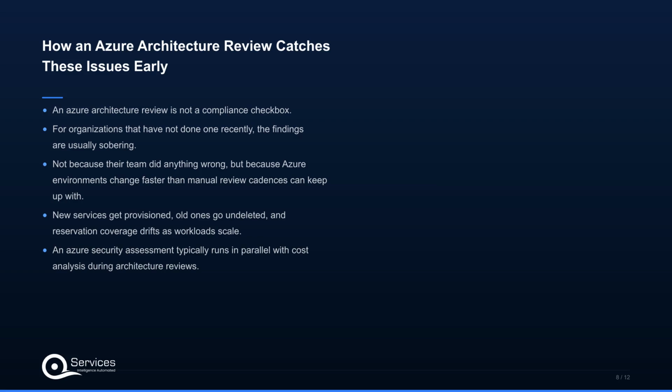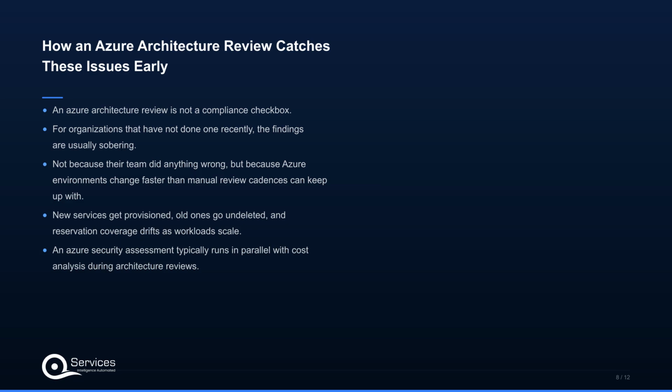Next up, how an Azure architecture review catches these issues early. An Azure architecture review is not a compliance checkbox. Done properly, it is a structured walkthrough of your entire environment against Microsoft's well-architected framework across 5 pillars: cost optimization, reliability, security, operational excellence, and performance efficiency. For organizations that have not done one recently, the findings are usually sobering. Not because their team did anything wrong, but because Azure environments change faster than manual review cadences can keep up with. New services get provisioned, old ones go undeleted, and reservation coverage drifts as workloads scale.